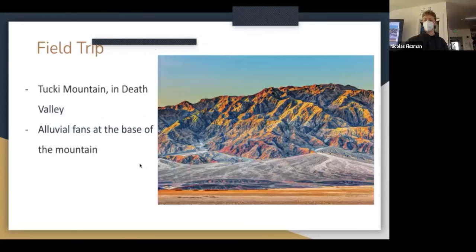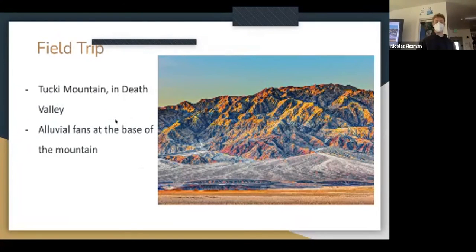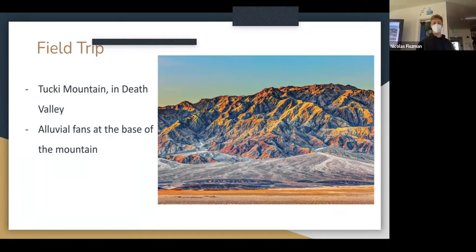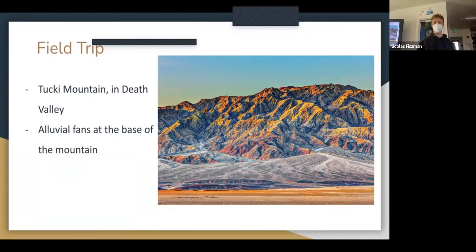Okay, so for my field trip, I decided to go to Tucki Mountain in Death Valley. On the right there, you can see a picture of it at sunrise. Very beautiful. It's one of the many mountains that makes up the region. It would have been a 5-hour drive to get there from Mono Lake, and then a 16-mile hike to the top. So we probably wouldn't have ended up doing it, but that's besides the point.